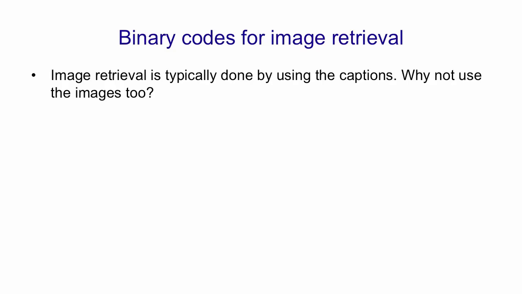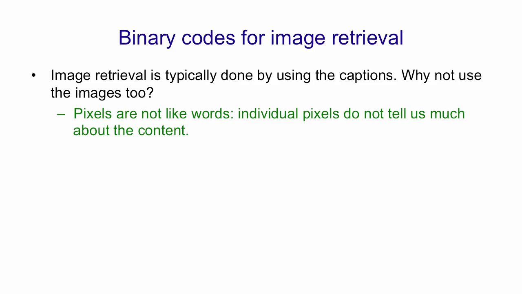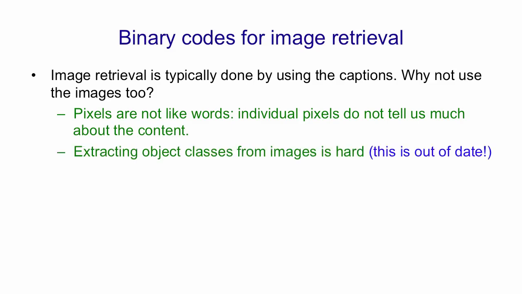Image retrieval at present is typically done using the captions. But why not use the images too? They obviously contain a lot more information than the captions. The basic problem is that pixels are not like words. Individual pixels don't tell us much about the content of an image. Obviously, if we could recognize the objects in the images, then we'd have things that were much more like words. But recognizing objects is hard. At least it was when we first did this work. Now deep neural nets have got much better at it, and so that may well be the way to go.